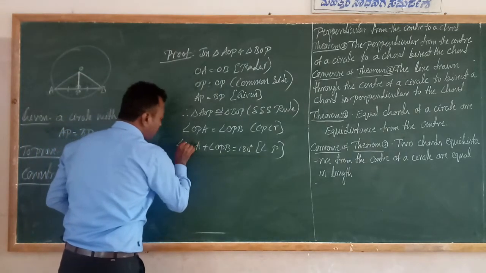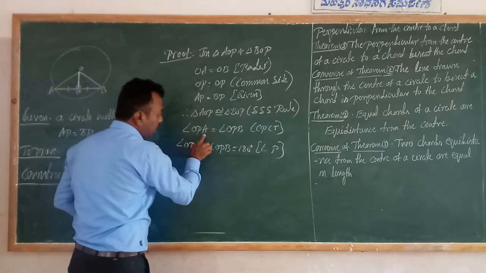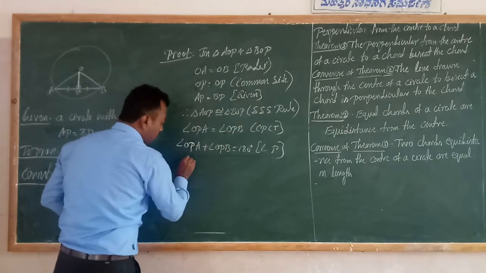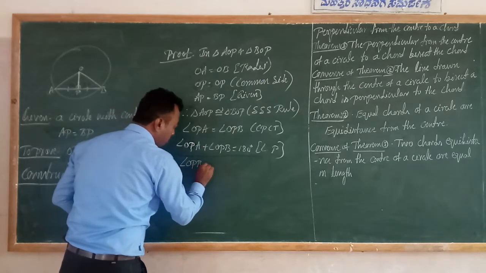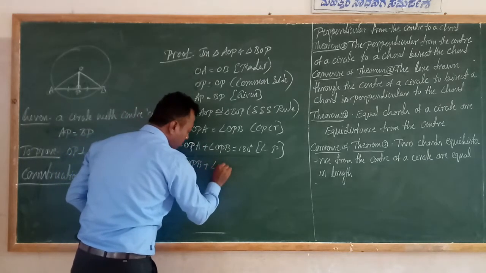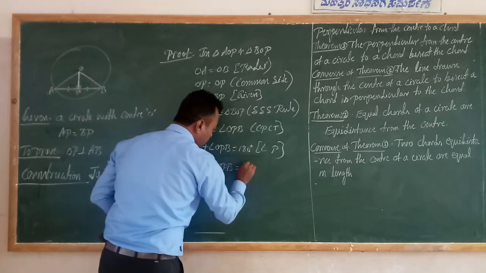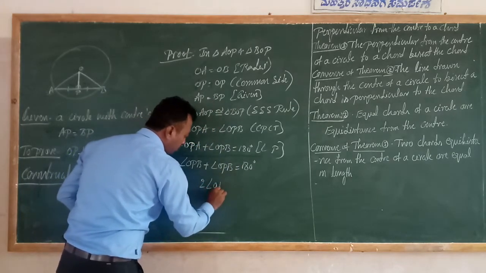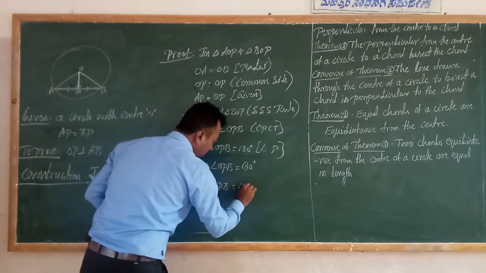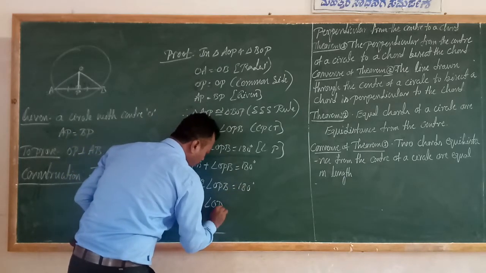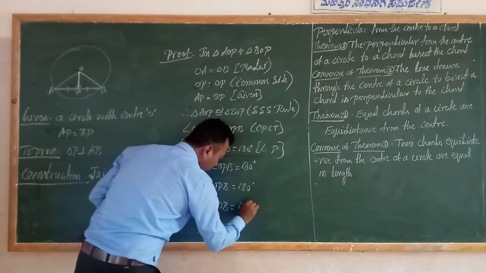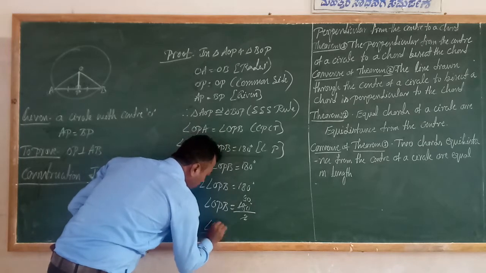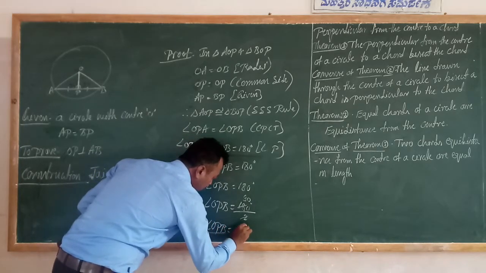Now students, instead of OPA, can I substitute OPB? Therefore angle OPB plus OPB is equal to 180 degrees. So 2 times OPB is equal to 180 degrees. Therefore angle OPB is equal to 180 divided by 2, which is 90 degrees.